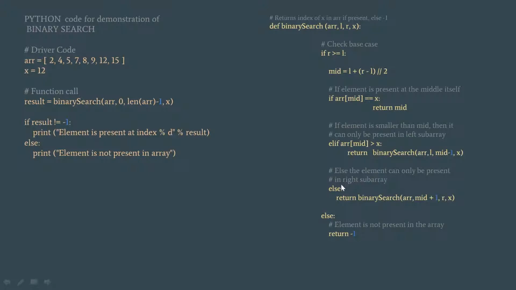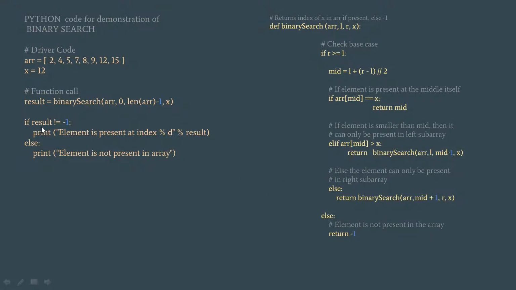But if x is greater than the middle value of the array, then we go to this else block, and here we search from mid plus 1 to the end of the array. In this way we will iterate, and finally if we find the middle value, we return it. If we don't find the element in the array, we return minus 1.